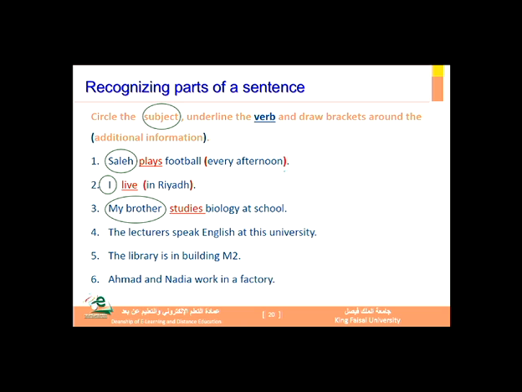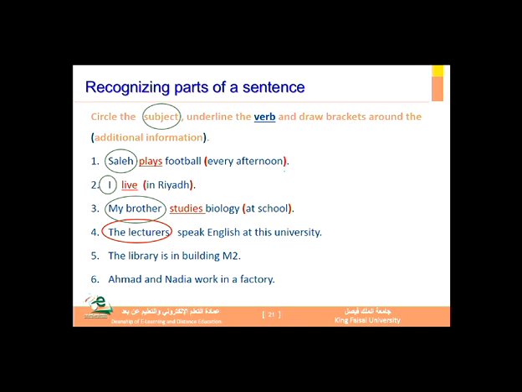Where does he study? He studies at school, so we put brackets around the additional information, at school. Sentence number 4: the lecturers speak English at this university.